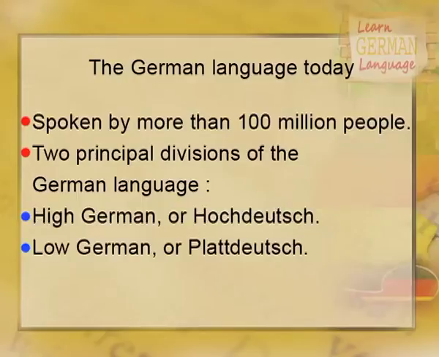There are basically two principal divisions of the German language. German is divided either into High German or Hochdeutsch, which we have done in our course, or into Low German, which in German is called Plattdeutsch. One of the most striking differences between them is the result of a consonant shift, also referred to as the second or High German sound shift, which took place before the 8th century.